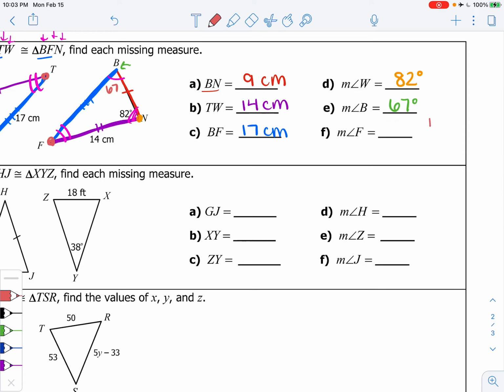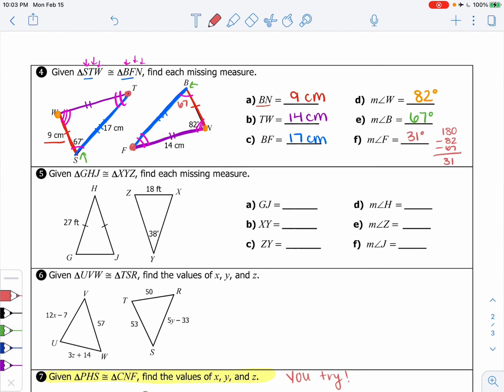So what I'll do is 180 minus 82 and minus 67. I'm going to subtract the two angles that I know, and that leaves me with 31. So angle F must be 31 degrees. Now, of course, if angle F is 31 degrees, that means that angle T would also have to be 31 degrees.